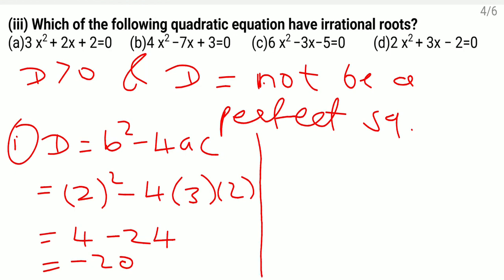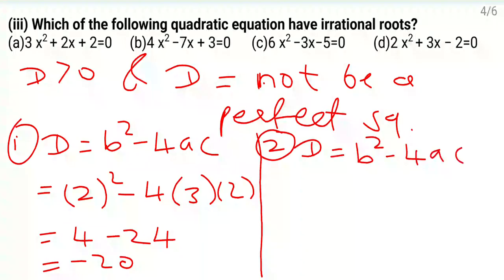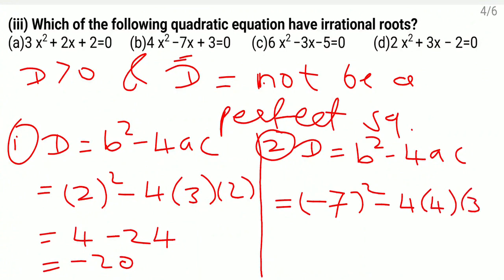Second one I will try. Once again D is equal to b square minus 4ac. So in the second case b is what? Minus 7. So minus 7 square minus 4a, and this is c.